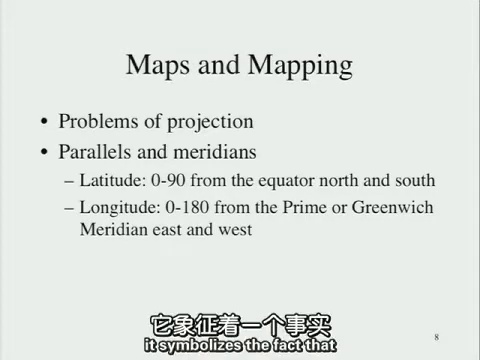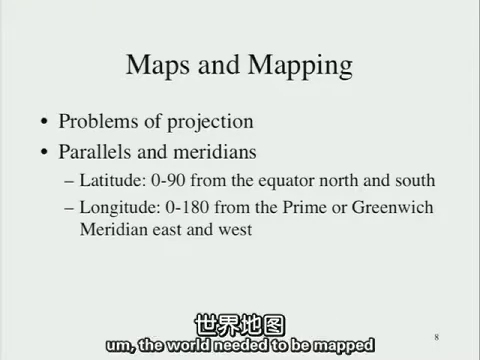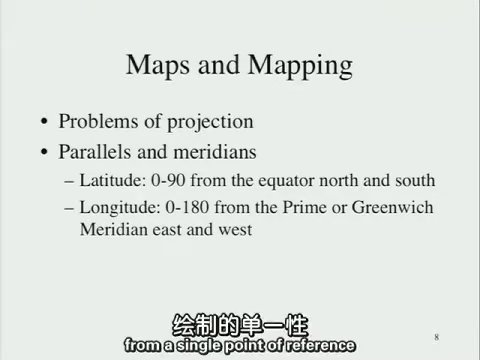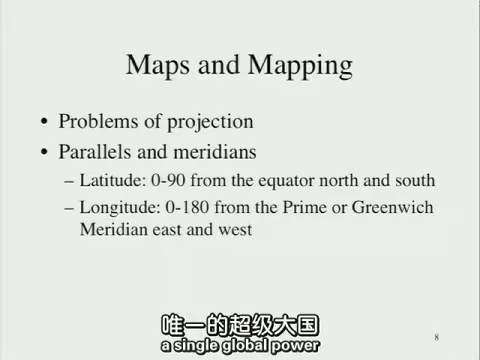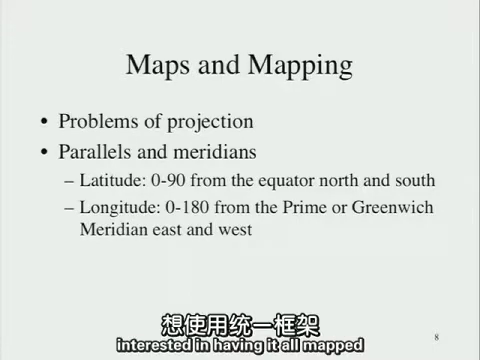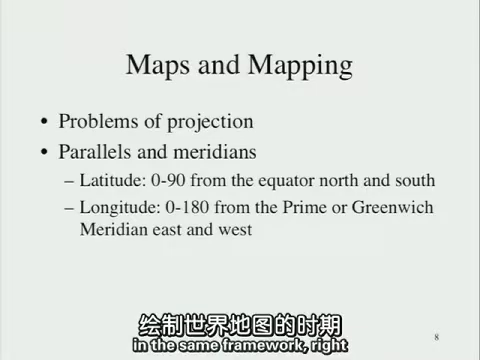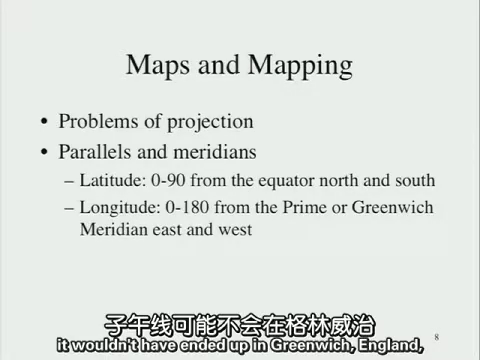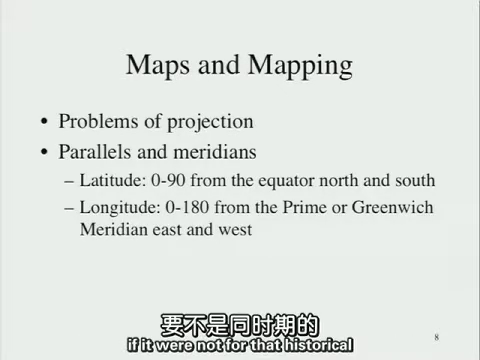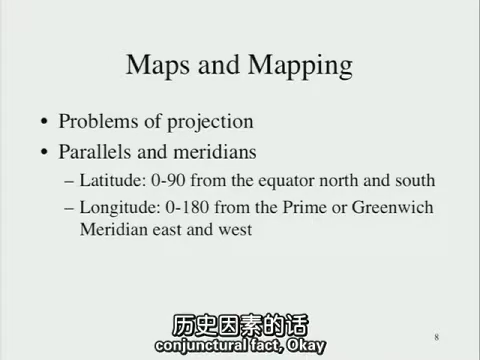In a sense, it symbolizes the fact that the world needed to be mapped from a single point of reference only at such time as there was a single global power interested in having it all mapped in the same framework, right? It wouldn't have ended up in Greenwich, England, if it were not for that historical conjunctural fact, okay?